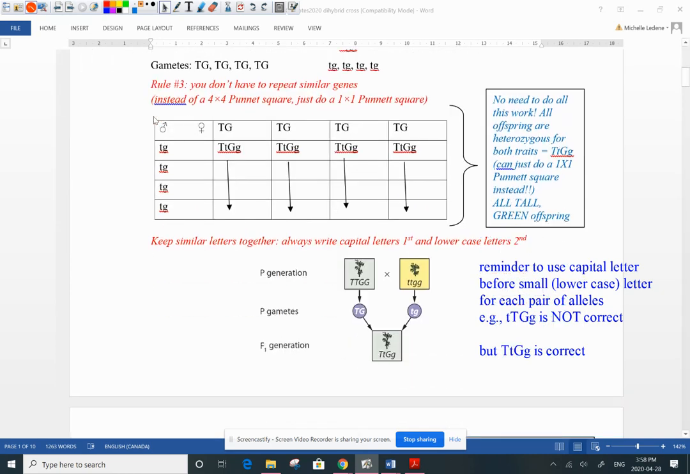Okay, so reminder again, you always use your capital letters first in each pair. So if we're looking at tall versus short, big T followed by little t, we would not write little t, big T. That is not correct, right? We are going to go capital letters first and then small letters. So always the dominant, the capital, uppercase, and then the lowercase for each pair of alleles.